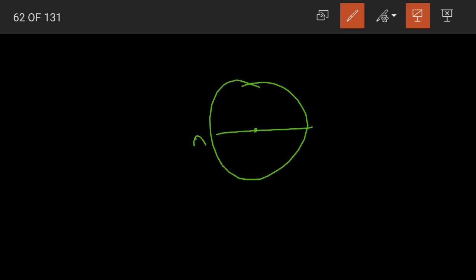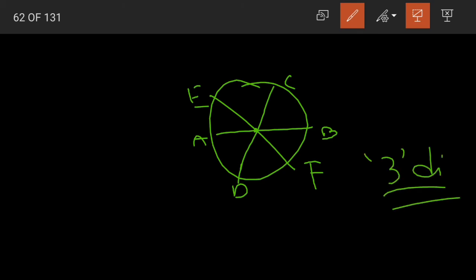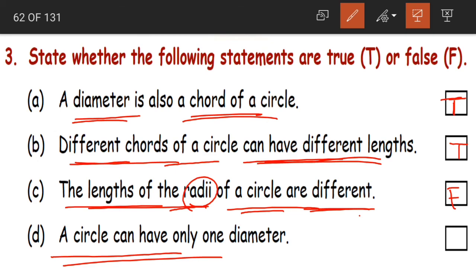And coming to the last one, a circle can have only one diameter. This is our circle. So AB is one diameter. Again CD is another diameter. EF is another diameter. Now the statement becomes true or false, children. Here itself we have drawn 3 diameters for our given circle. Not only 3, we can draw even more diameters. So is this correct that a circle can have only one diameter?